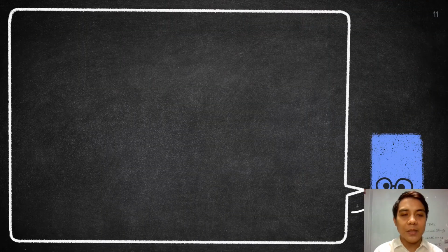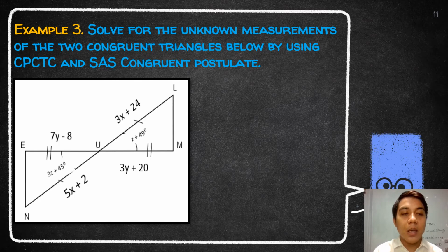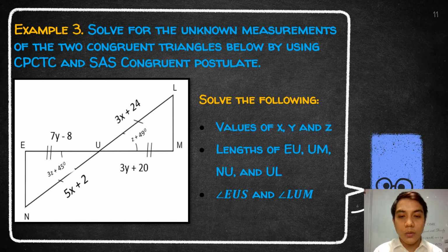Let's have the last example, example number 3. Solve for the unknown measurements of the two congruent triangles below by using CPCTC and the SAS congruence postulate. For this problem, we need to solve the following: values of x, y, and z, the lengths of EU, UM, NU, and UL, and the angles EUS and LUM.